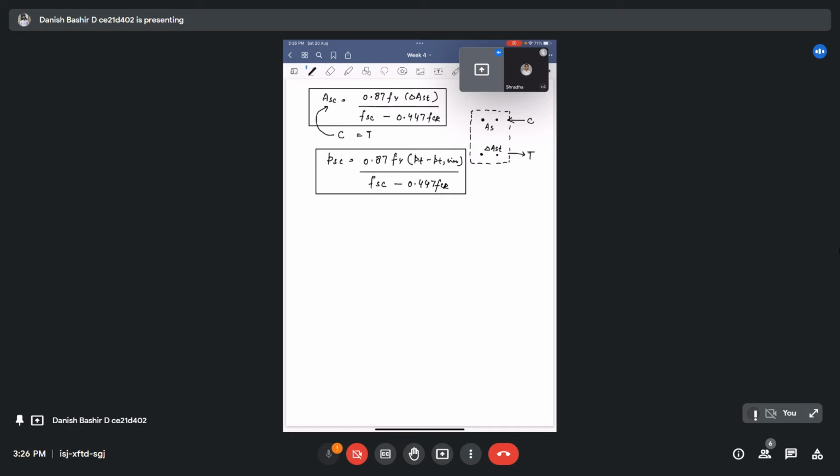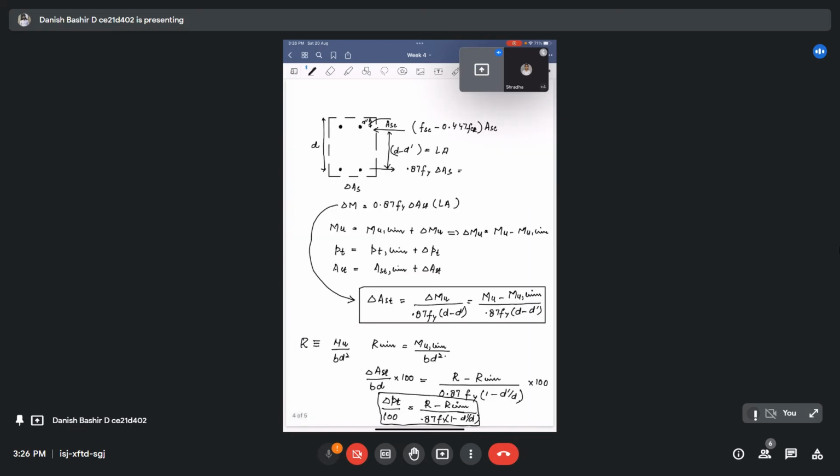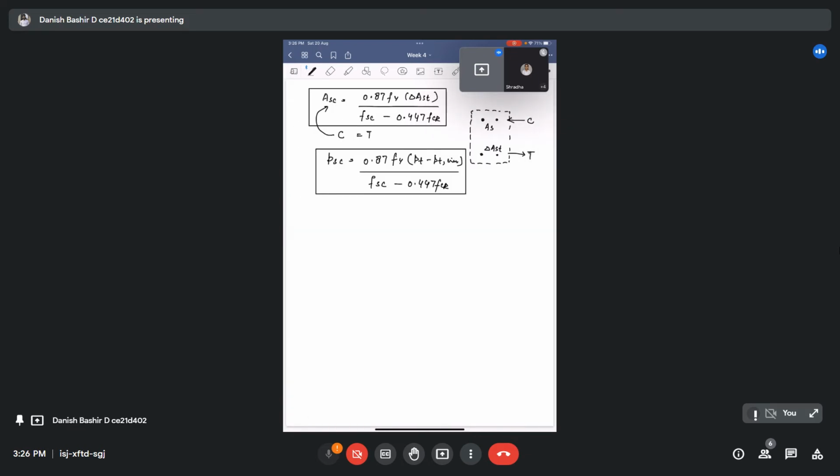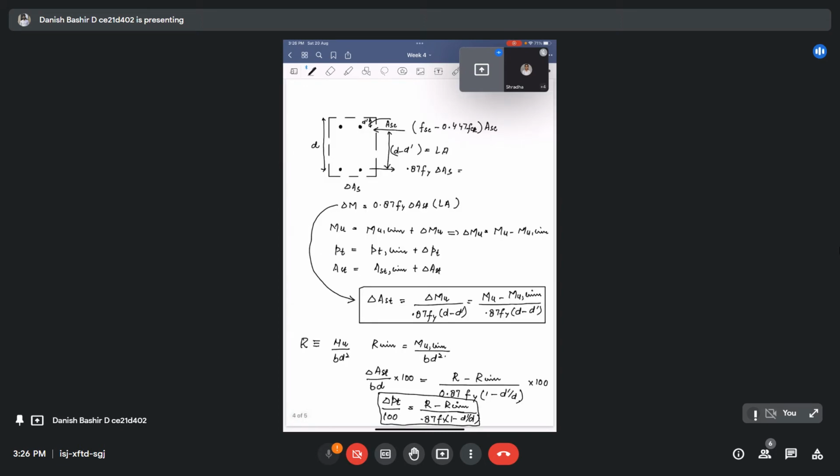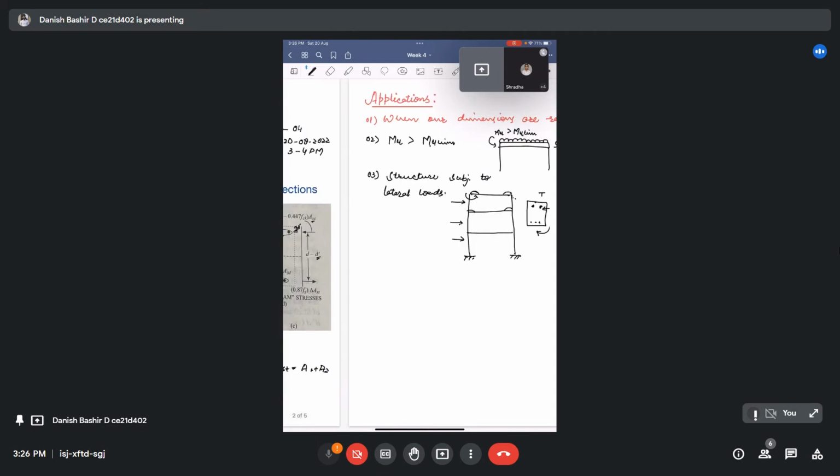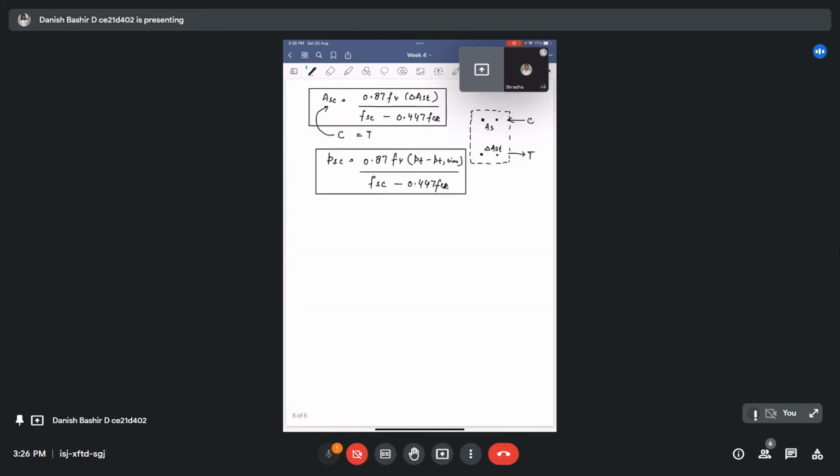I'm telling you these formulas because we require them in design. So these are the basic formulas that we require. So let's come to the problem that we have to solve.